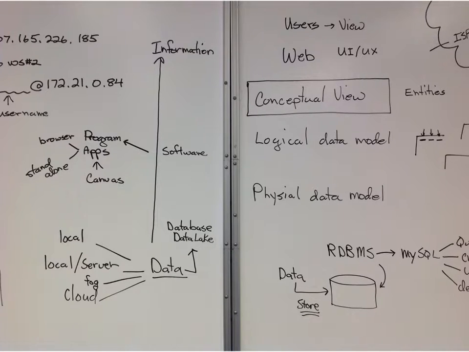Now if we look at this bigger picture, up here we have users. So we have this group, and they have different views of this data. And how do we give them the views we want? We can use the web, we can use some user interface, user experience. And to develop our database, typically we start with a conceptual view, and we build these entities. The idea is that these are the things we want to represent.